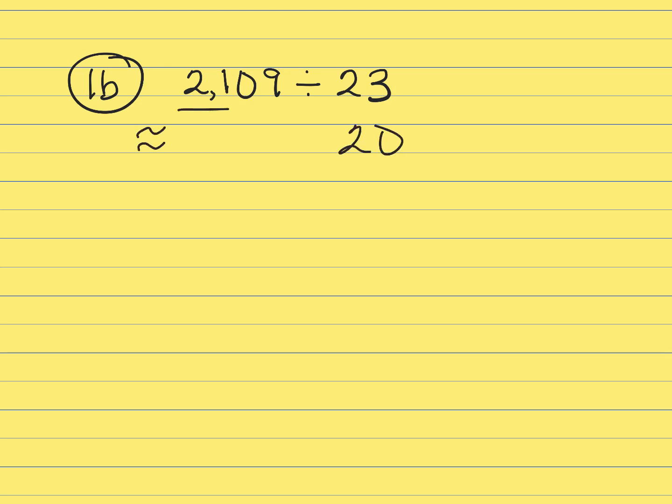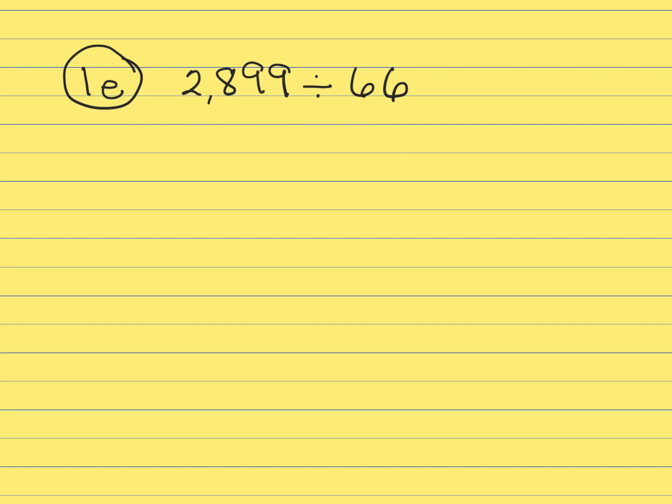Okay, so we want to take 23 and we'll round that to 20. And then we're thinking about this number and what number could be divided equally by 20 or 2. So I'm thinking, oh, let's just round it down to 2,000, okay? Okay, on 1E, we're looking at 66, so let's round that up to 70. And then this number, we could round it to 2,800, because I know that 28 can be evenly divided by 7.